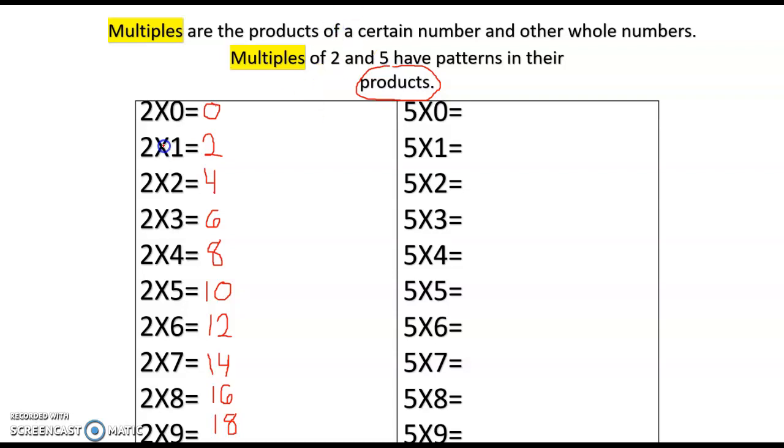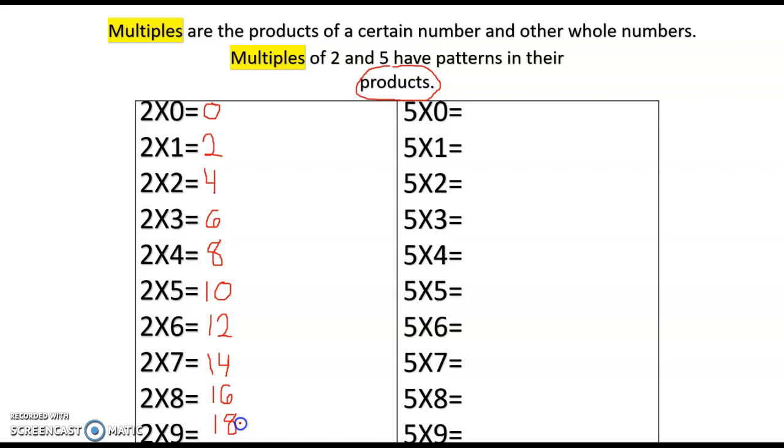You can see that we're counting by 2s. So 0, 2, 4, 6, 8, 10, 12, 14, 16, and 18. You can also see that in the ones place, we have a pattern of 0, 2, 4, 6, 8. So our multiples of 2 are always going to end in 0, 2, 4, 6, or 8. And we're also going to count by 2s.